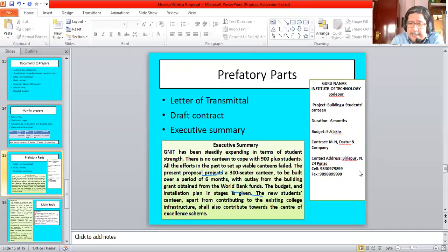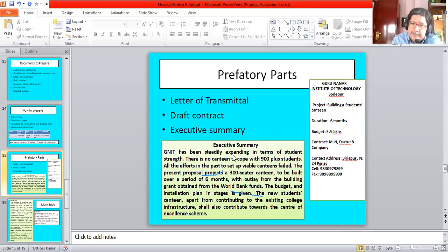The contract seems to be given to an organization or a company, Emin Dastoor and Company, with their contact address, cell phone numbers, fax, email, and so on. So this is the draft contract. Provided that the proposal is accepted, this draft contract will be signed.